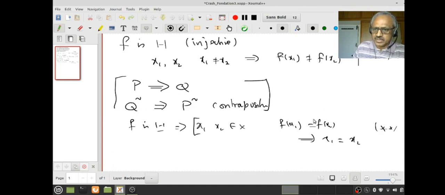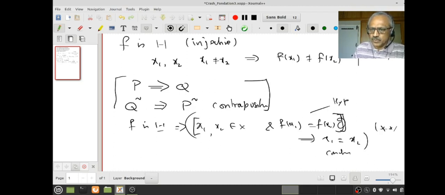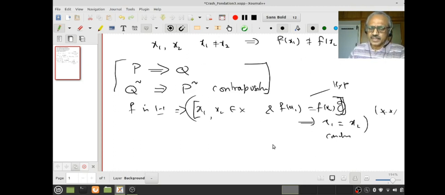This hypothesis, x1 and x2 are in X and f(x1) equals f(x2), should imply x1 equals x2. This is the hypothesis. This should imply this statement. This is the hypothesis. This is the conclusion. Don't worry about these things. Just get used to this way of thinking so that you will feel more comfortable. Are you following? So I am assuming f is one-to-one. If x1, x2 are given so that f(x1) equals f(x2), then I want to say x1 must be equal to x2. How do I know that?